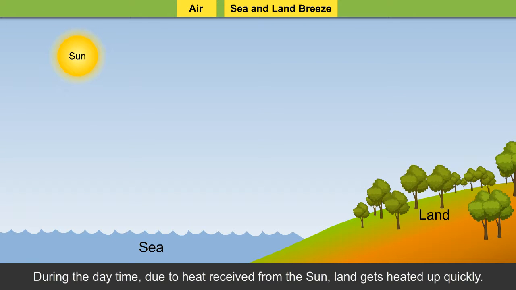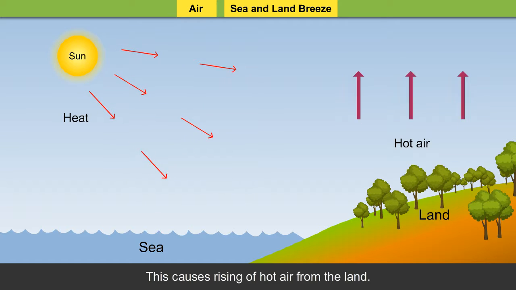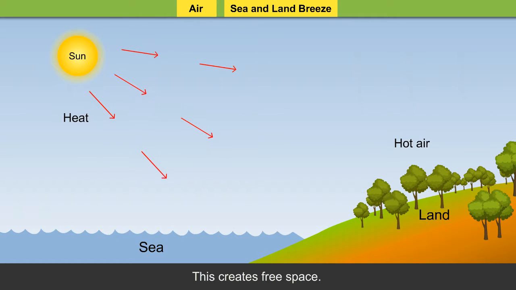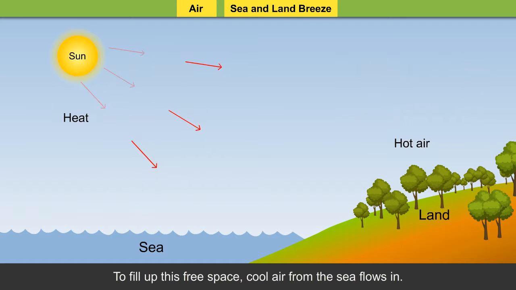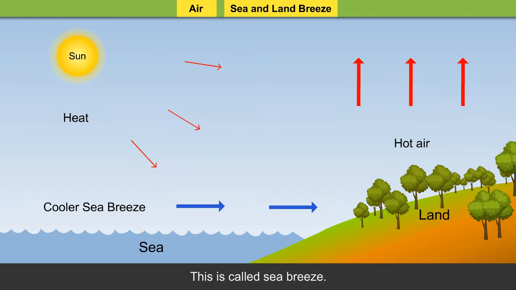During the daytime, due to heat received from the sun, land gets heated up quickly. This heats up the surrounding air. This causes rising of hot air from the land. This creates free space. To fill up this free space, cool air from the sea flows in. This is called sea breeze.